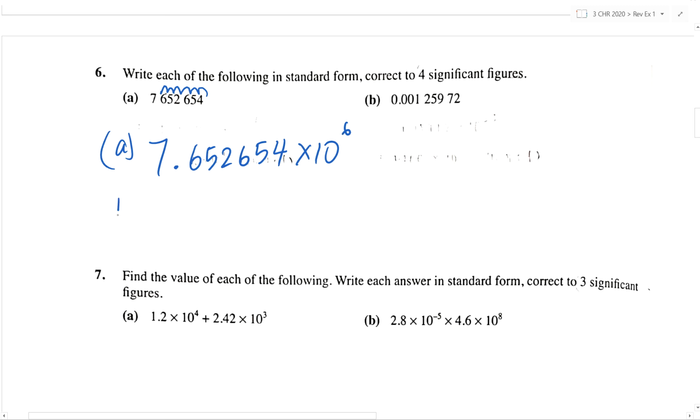For part B, I know that after jumping, it is going to be 1.25972. Now the question is multiplied by 10 to the power of 1, 2, 3. Then 10 power 3 is actually 1000. It's a big number. So I need to include a negative. Here are my answers. It shouldn't take you more than 5 seconds to do each of these questions, as long as you can follow the steps.